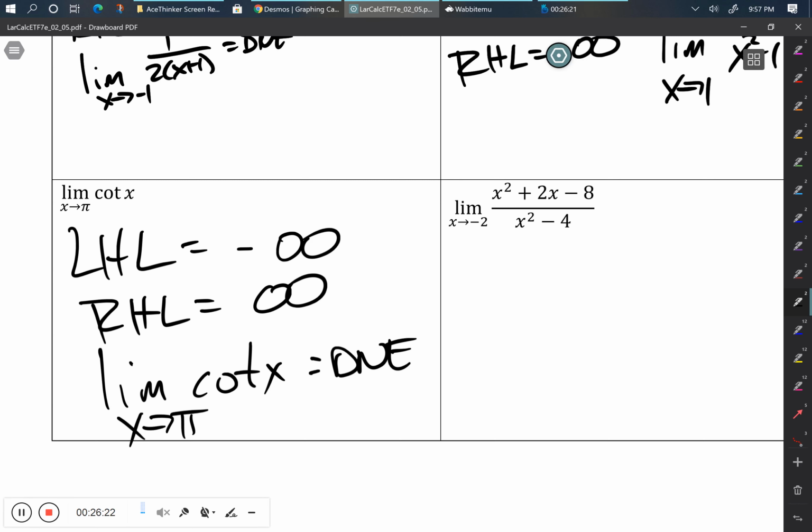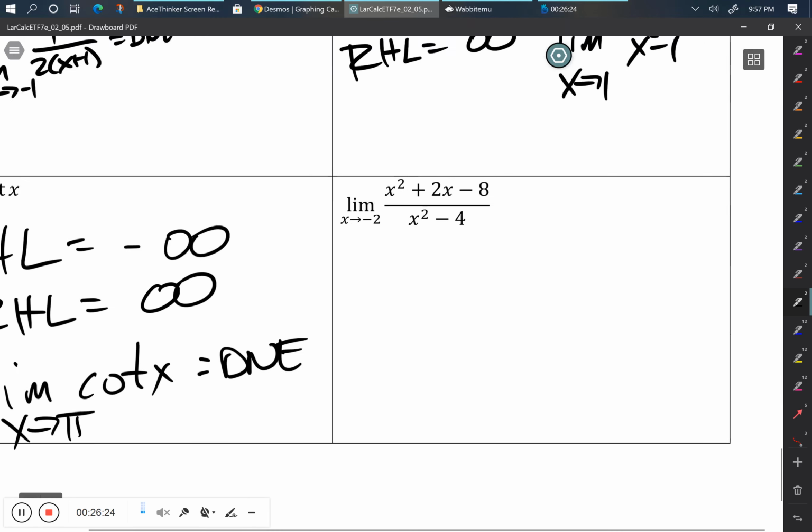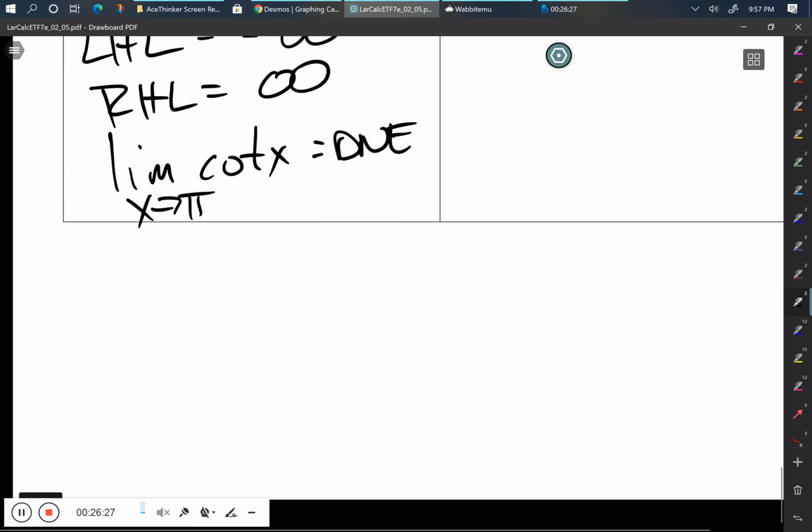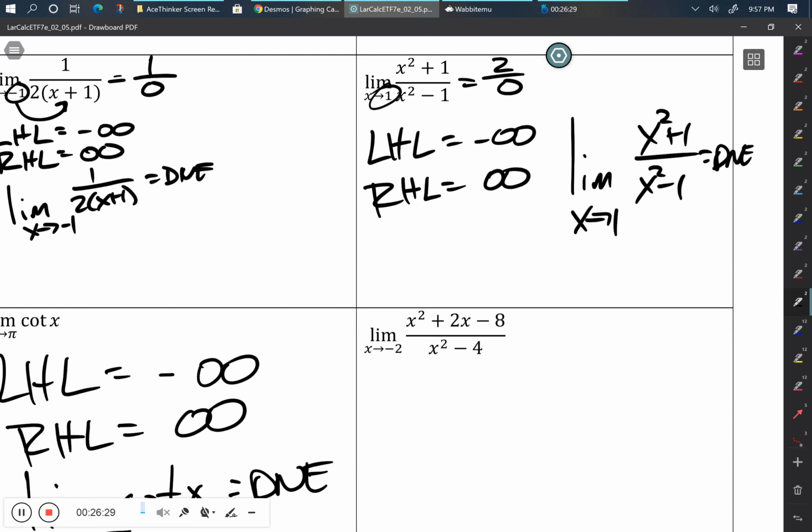Okay. All right, last one, and then we're done with section 2.5. Nothing more after this. x squared plus 2x minus 8 over x squared minus 4 as x approaches negative 2. Direct substitution. 4 minus 4 minus 8 over 4 minus 4. Negative 8 over 0. What does negative 8 over 0 mean?